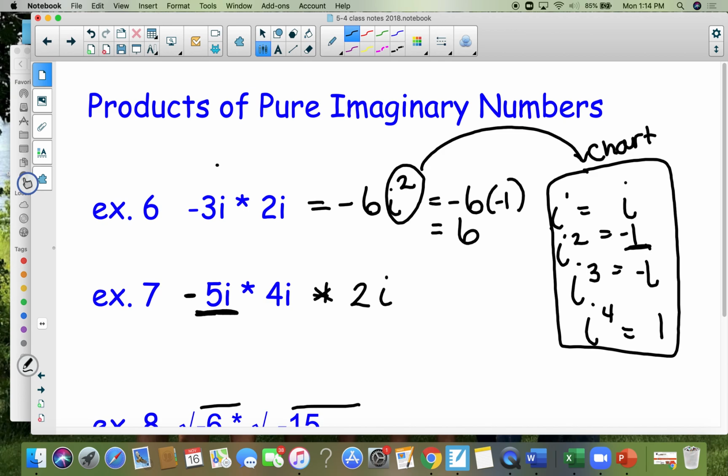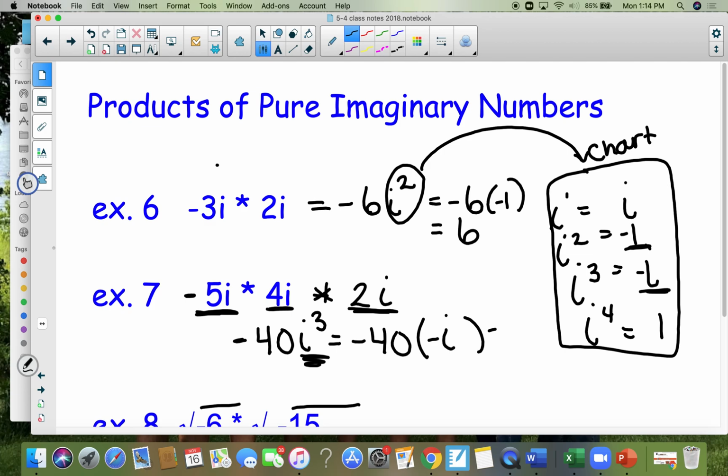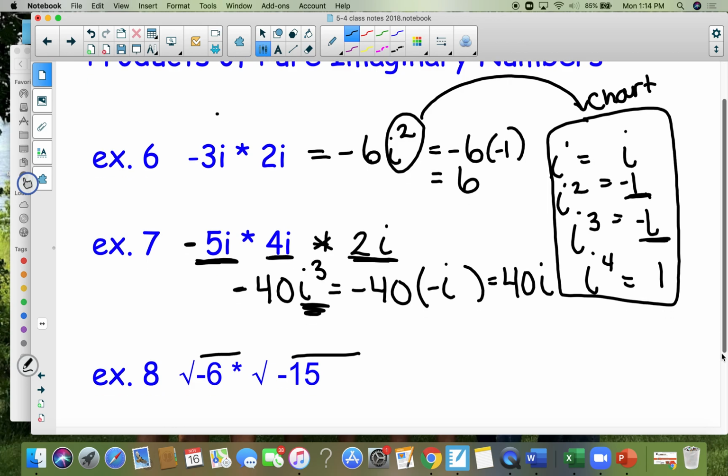A negative 5i times 4i times 2i is a negative 40i cubed. Well, negative 40 stays the same. You're going to look at your chart to see what i to the third stands for, and i to the third stands for a negative i, so your final answer is negative 40i by looking at your chart.